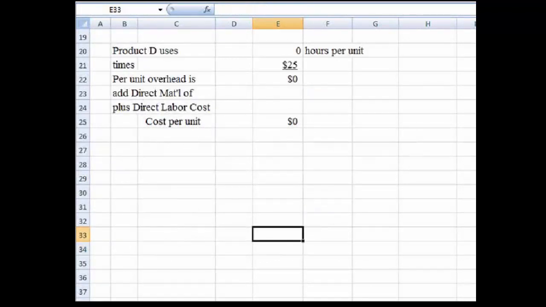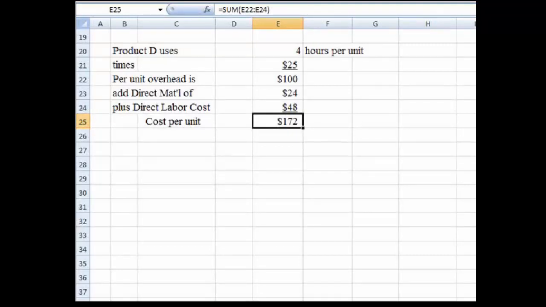Jumping down the screen, the same analysis is done for product D. However, product D uses 4 hours per unit. The per unit overhead calculates to $100. Once again from the book, the direct material is $24 and the direct labor cost is $48. Cost per unit for product D is $172 using the traditional cost method of overhead allocation.